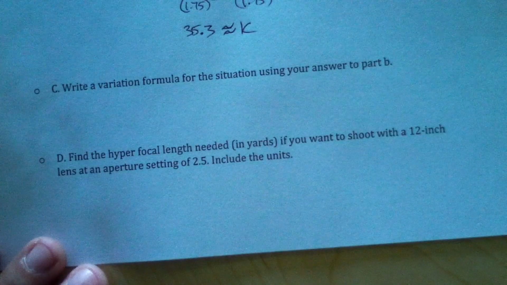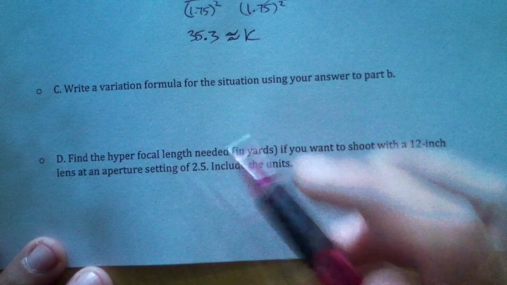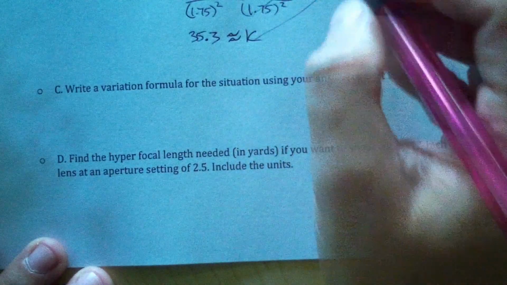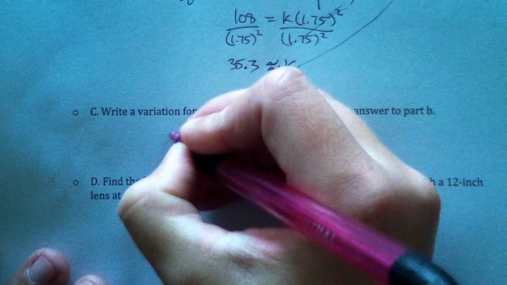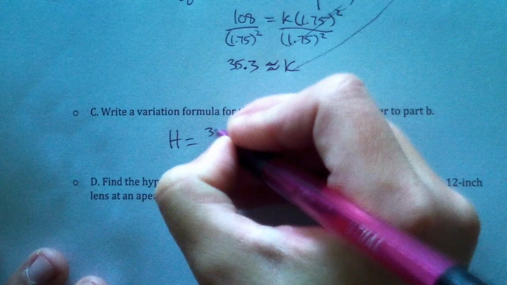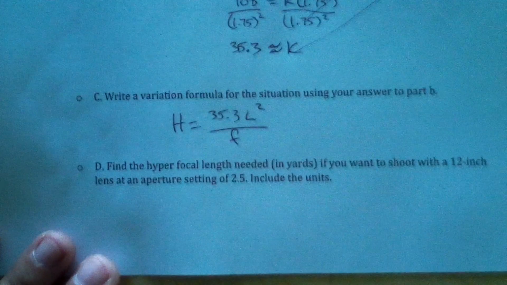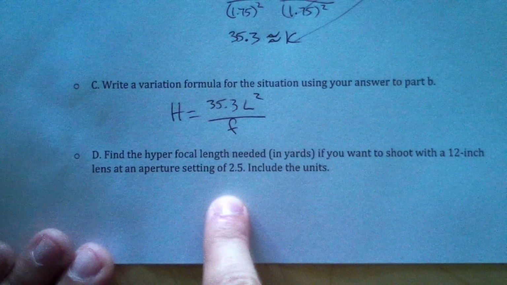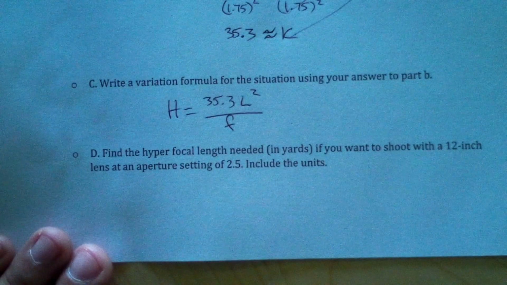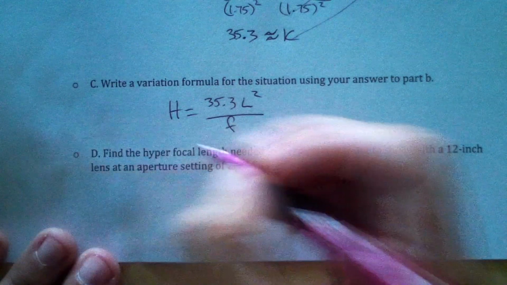So they've got h is equal to, okay, and they say we're supposed to find the hyperfocal length, that's why I put the h, in yards if you want to shoot a 12-inch lens, so that must be our L, and then our aperture setting is 2.5, that must be our F. Okay, so again, I'm putting that 35.3 in there just so I have something to write down for my formula, and then my L is going to be that 12. And that one's squared over my F is 2.5. And then this is where I'm going to keep that gross number.